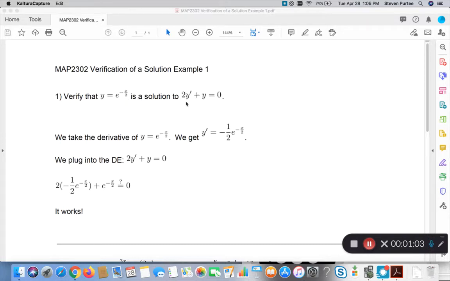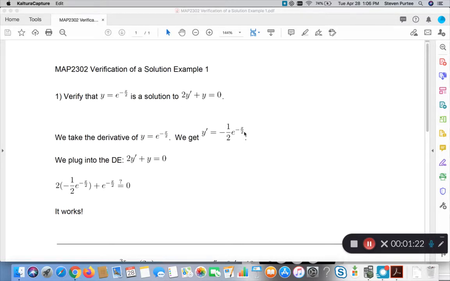So I've got a y prime here. I'm going to need to take the derivative. So the derivative of e to the anything is e to that same thing times the derivative of the top, chain rule. Derivative of negative x over 2 is negative 1/2.